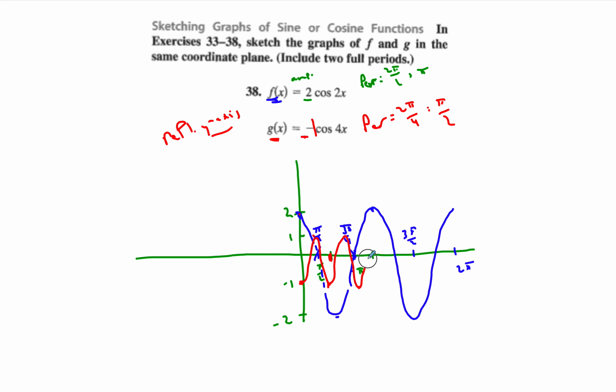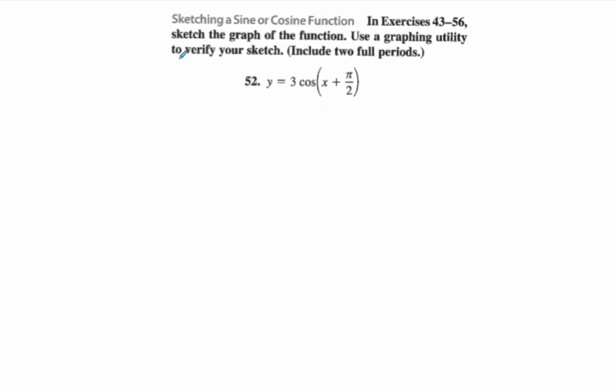It's been very compressed. And it's very hard to do that, but this generally shows us what the amplitude is. It's going high and low as 1 and -1. It has been reflected, which is why it's starting down here. Okay, sketching this. Use a graphing utility to verify.